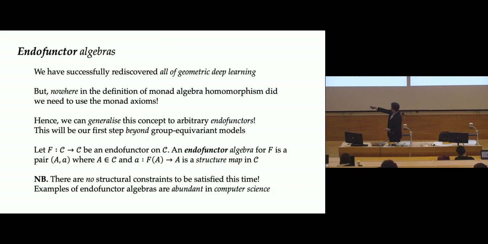So we take any endofunctor F which maps category C to itself. And an endofunctor algebra is, as we had before, a pair of a carrier object A and a structure map lowercase a. And that's it, actually. So in this case, there are no structural constraints that you need your model to satisfy. And actually, this is a much simpler and more generic object to work with. And if you've covered some category theoretic foundations of computer science before, you might know that examples of these endofunctor algebras are super abundant and they express fundamental objects in computer science.